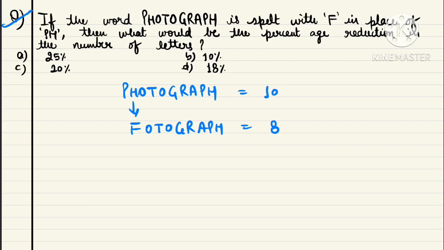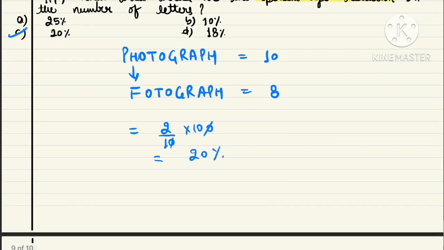Now we have to find the percentage reduction. We can see the difference, and the initial value is 10, into 100. So we will cancel it. We will get 20%. C will be your answer, right.